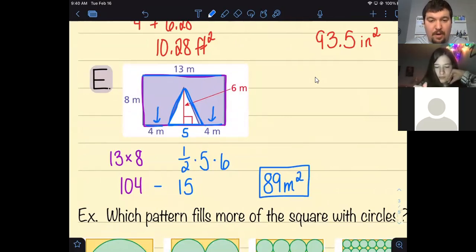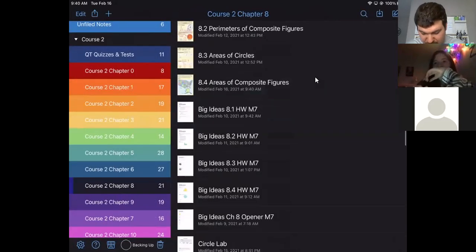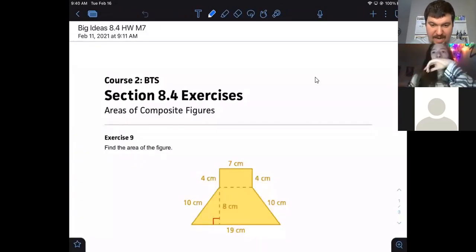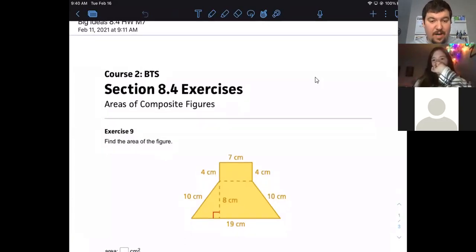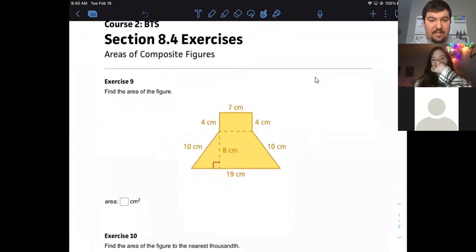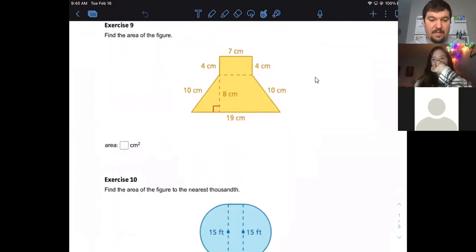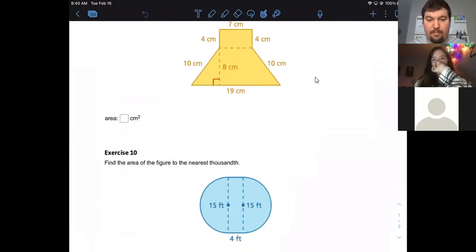So there are a couple problems. Actually, if I open up your homework from 8.4, there's a couple problems where you're going to have to do this. By the way, the 8.4 homework doesn't have a lot of questions on it, because you have to split these shapes into different parts. And so, you know, each shape has 2 or 3 parts you have to do.